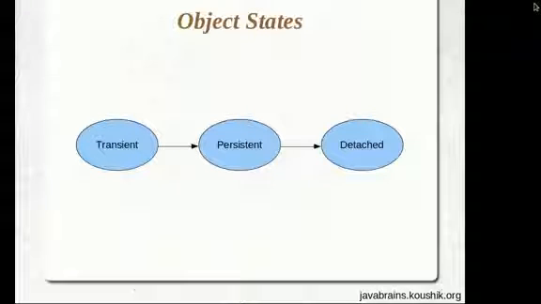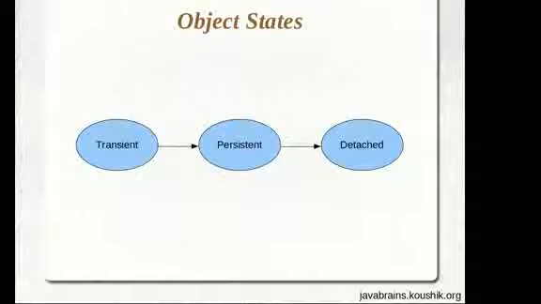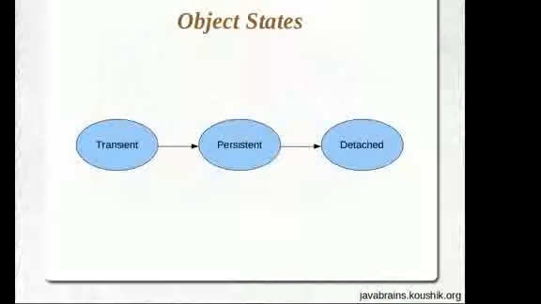We learned about three object states in our previous tutorial. We learned what is a transient object, what is a persistent object, and what is a detached object. And we learned when an object goes from being transient to persistent and from being persistent to detached. And all of this has to do with how the object is being treated by Hibernate.